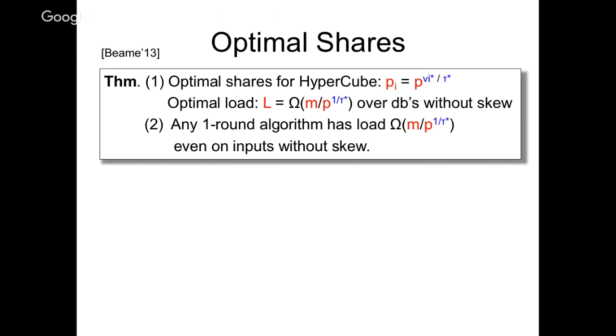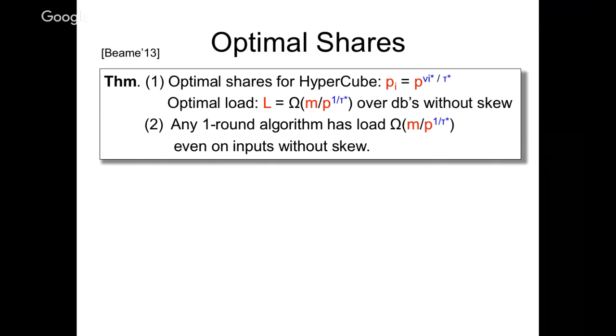So here is what the load of the hypercube algorithm is on a general conjunctive query. It is exactly m divided by p to the power 1/tau star, where tau star is the fractional vertex covering number of the query hypergraph. Interestingly, the corresponding shares can be obtained by taking an optimal solution of the fractional vertex cover and raising p to the power of that fractional vertex cover divided by tau star.